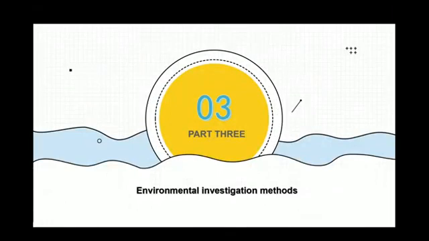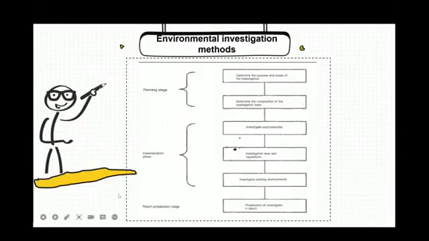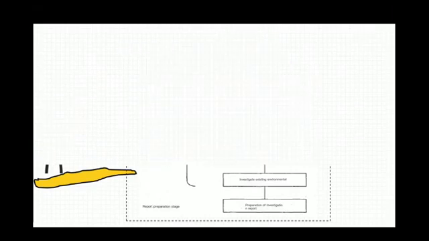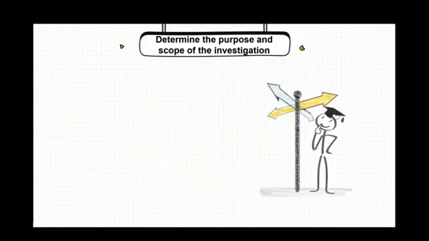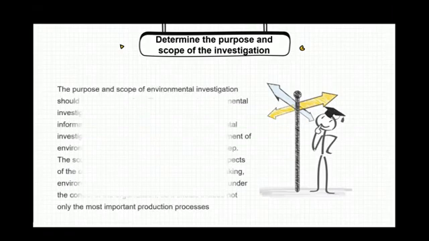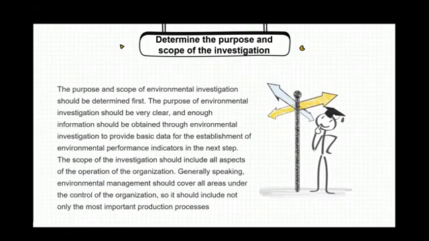The third part is the method of environmental investigation. There are 3 stages of environmental investigation methodology. Determine the purpose and scope of the investigation. Sufficient information is obtained through environmental surveys to predict future environmental trends and provide basic data for the next step.